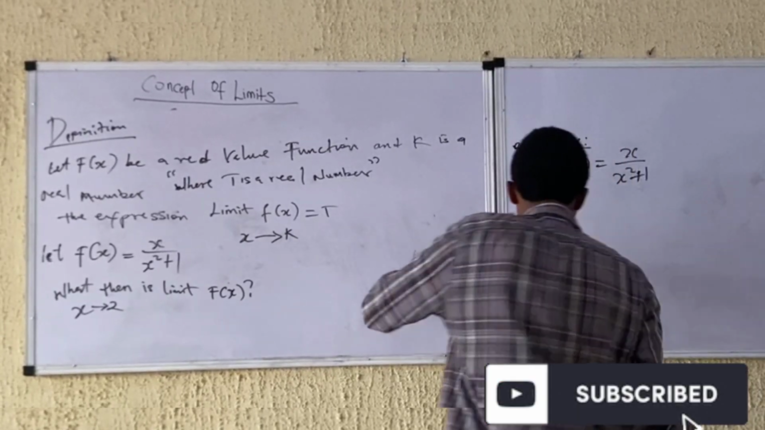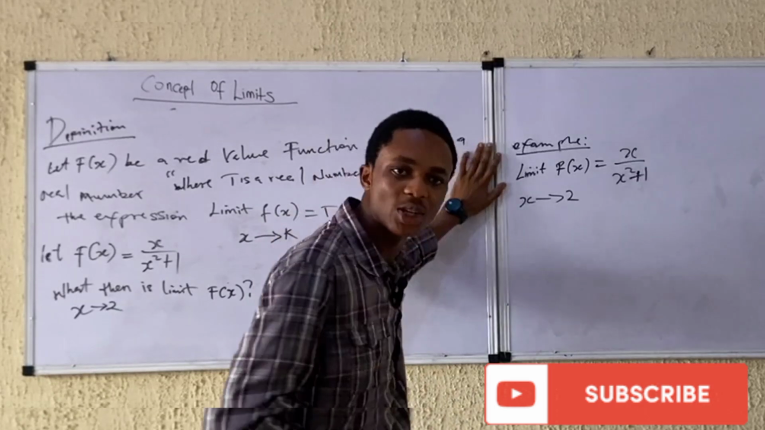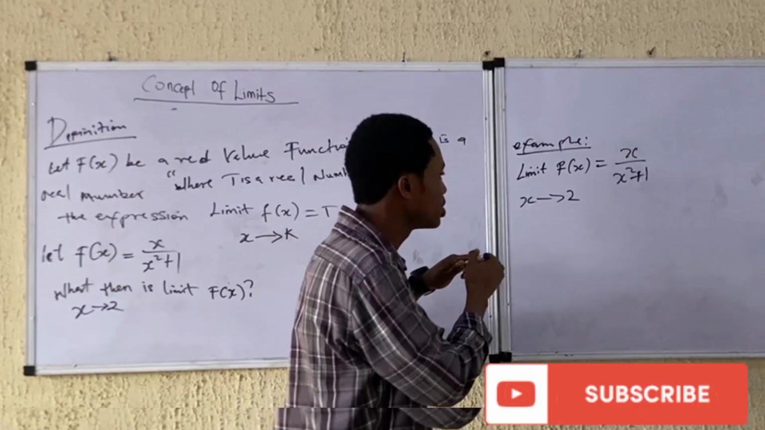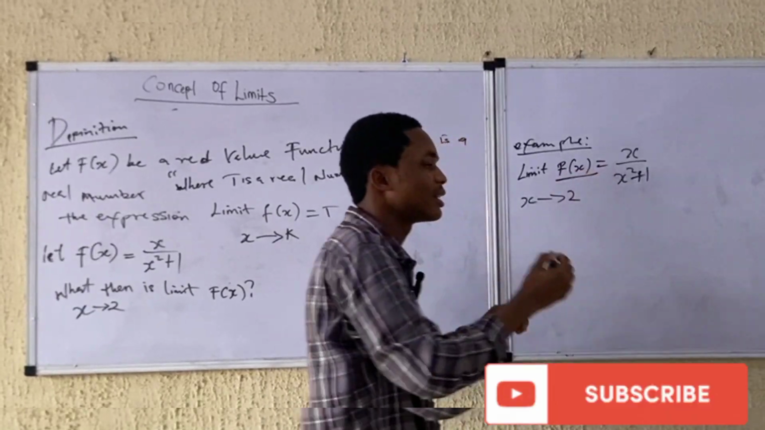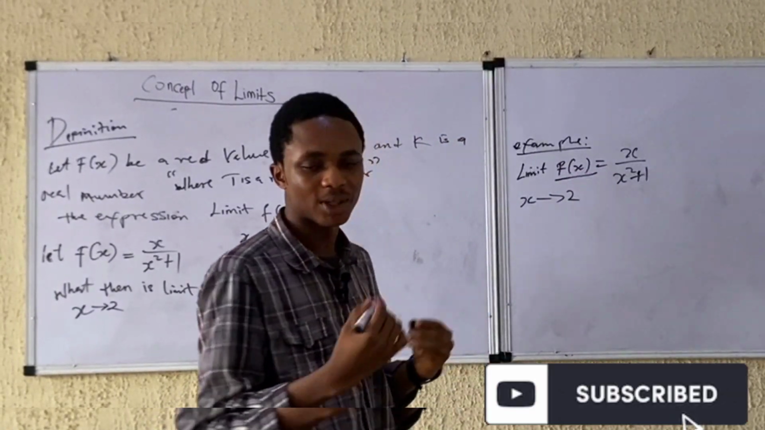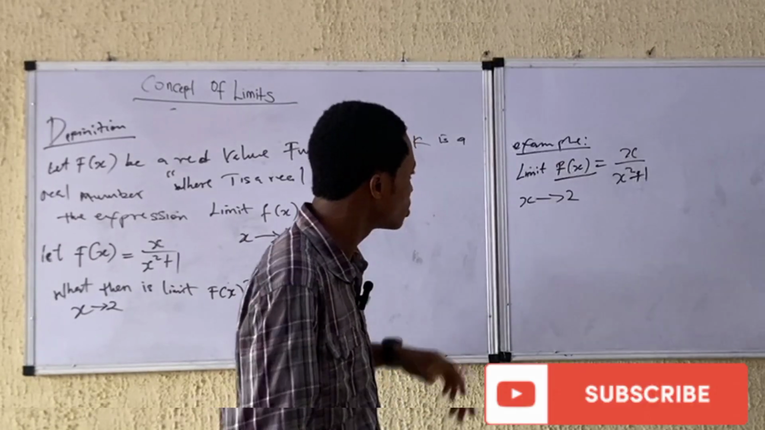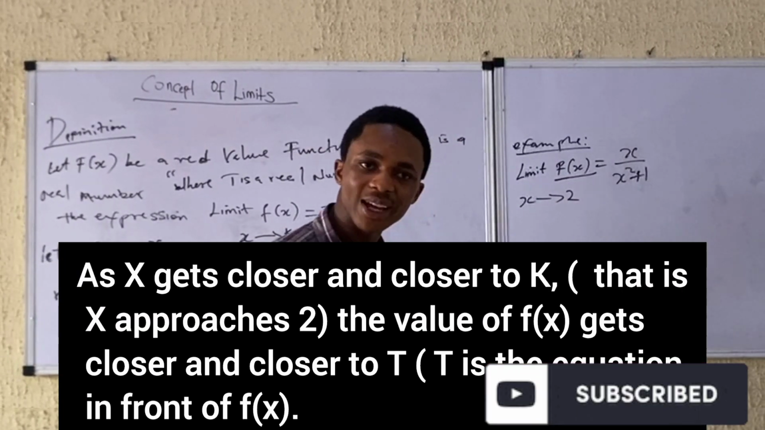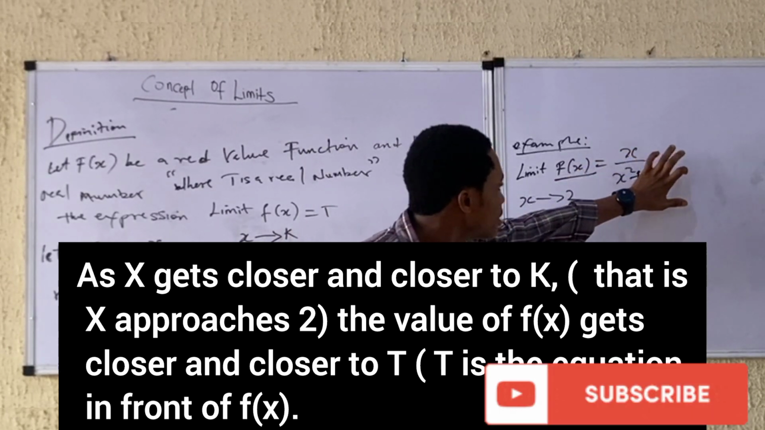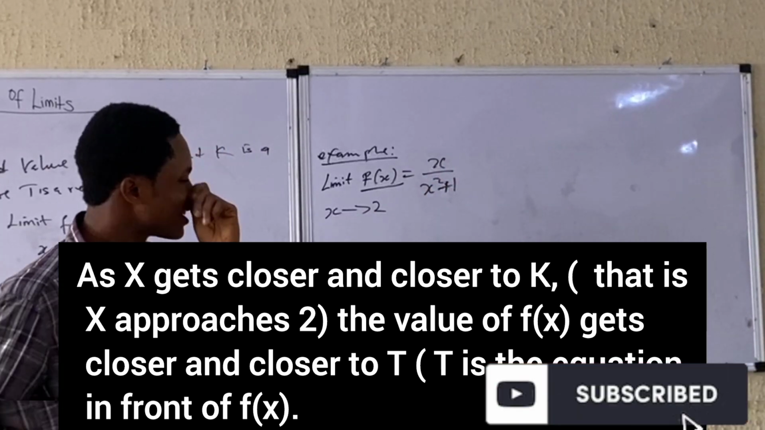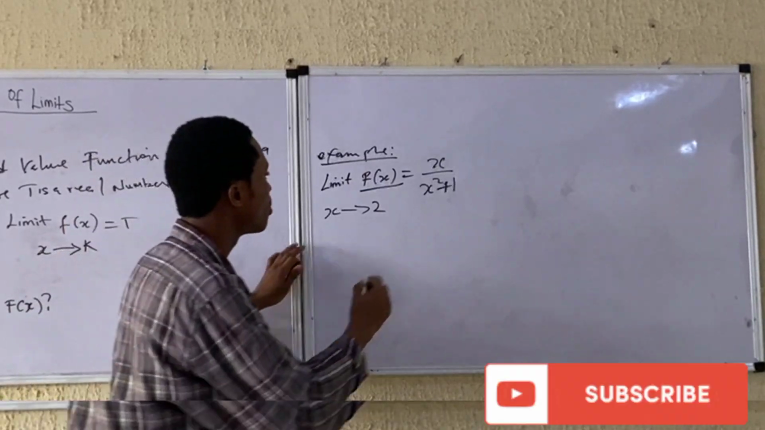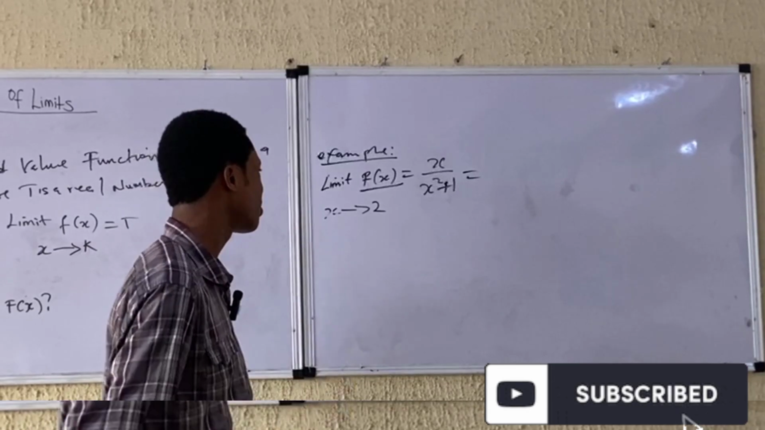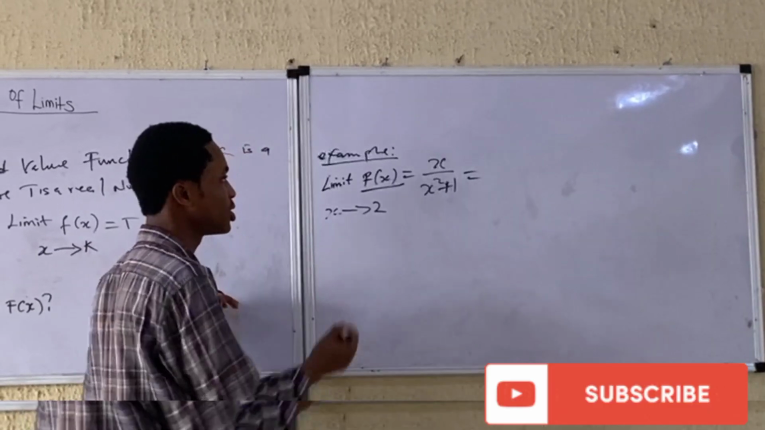Now, an example to expatiate or tell you more about limits. I told you limits are values when the function here, f of x, gets closer and closer to a particular value. The question here is denoted as x approaches a number, the function f of x approaches t. T is the case study here. Now, the limit of f of x equals x all over x squared plus 1, as x approaches 2.